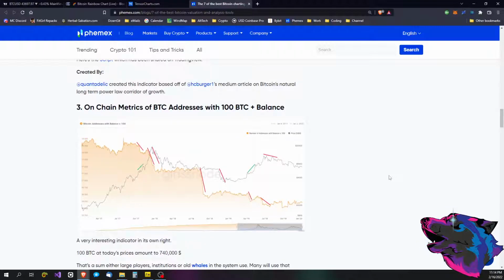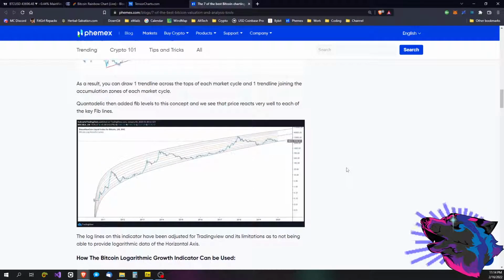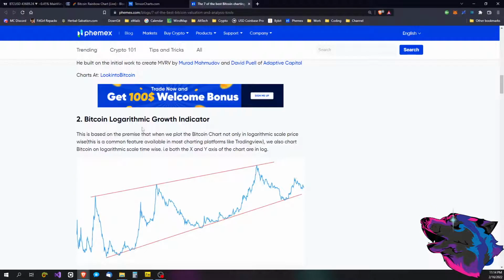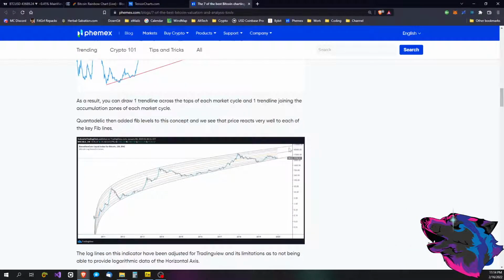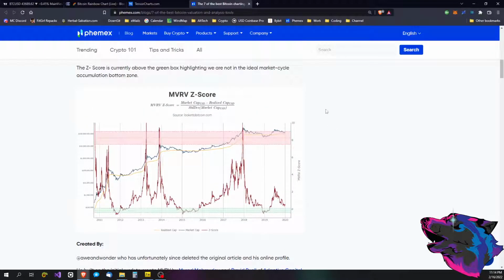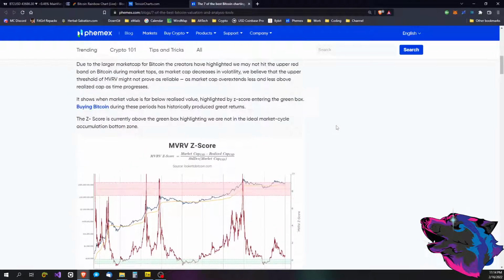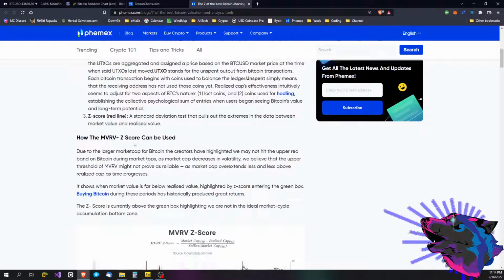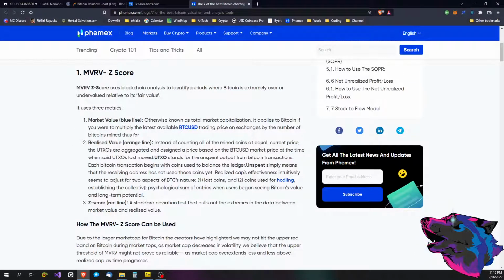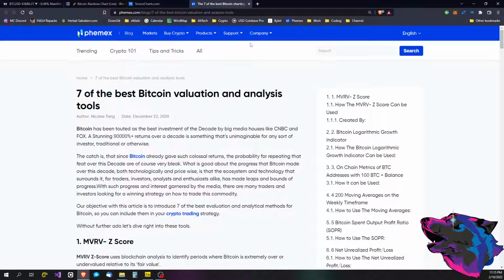What else do they have here? On-chain metrics of BTC addresses with 100 Bitcoin plus balance. Yeah, this is like, how they call it, the whale wallet chart. I don't necessarily use it. Oh, here we go. So, the logarithmic growth indicator, like I was showing you at the beginning. MVRV Z-score. And it's nice. They tell you how to use it and what's going on in the chart. But that's that, over on Femex.